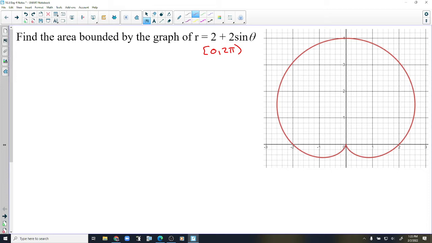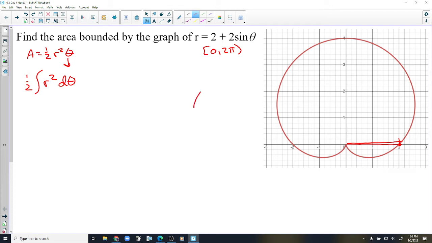Now, the area of a sector of a circle is 1/2 r squared theta. So we end up integrating 1/2 r squared, but the theta becomes d theta, because we want to treat this cardioid like a circle, and it's not circular. If we have this tiny little angle, that's not acting like a circle. That's acting like a cardioid, but we want it to act like a circle. So if we make that angle small enough, it will be acting like a circle.